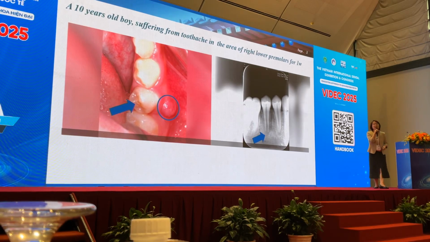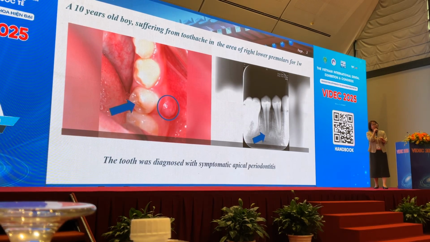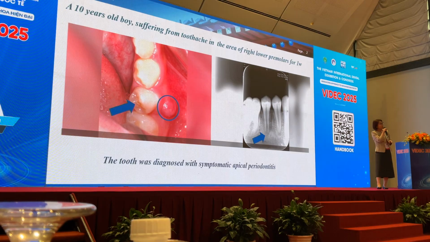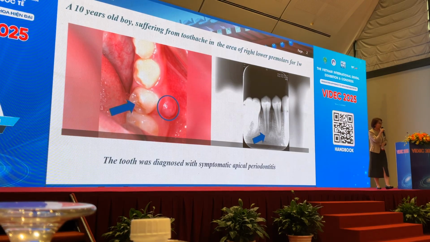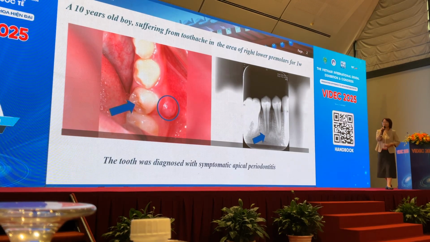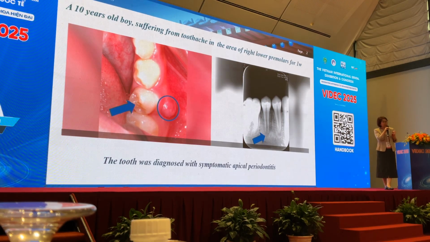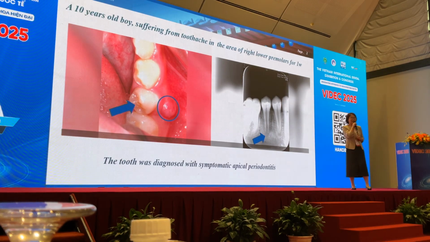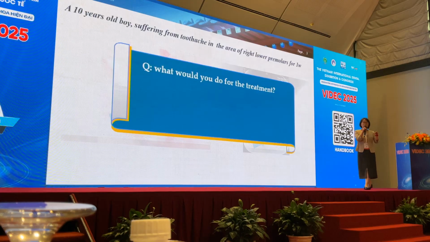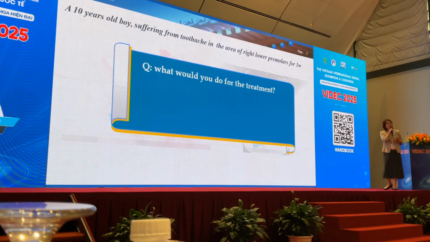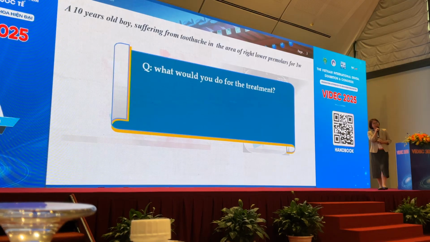It is easy: apical periodontitis. The same terminology for you in your country, right? But my question is, if the boy is your patient, and if the boy came to your dental clinic, then what would you do for the treatment of the tooth? And how many patients do you have?